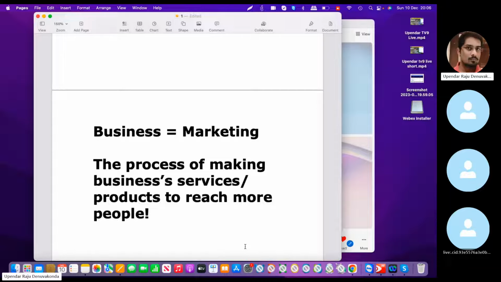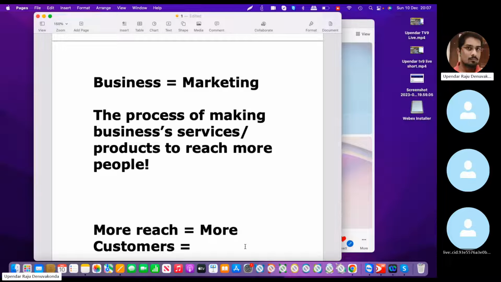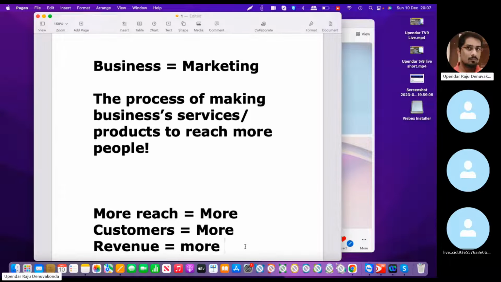Whenever you make the business services or products reach more people through various platforms or methods, what happens? The business starts getting customers. The customers start taking the services and the products. When the customers take the services or products, the business starts getting more revenue and more profit. The more reach you can provide to the business, the more customers you will get, and with more customers you can generate more revenue, and from more revenue you can generate more profit. This is the most important point here.